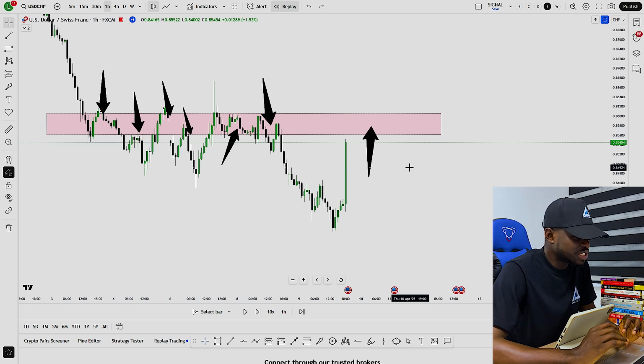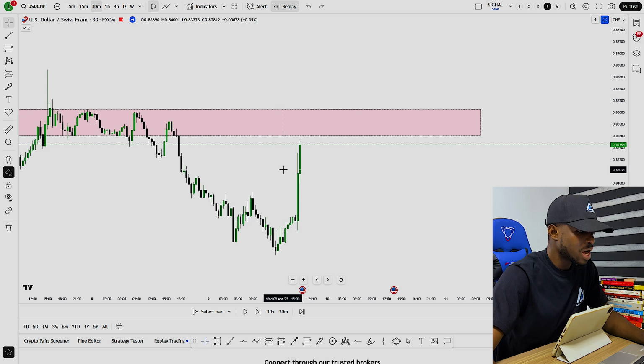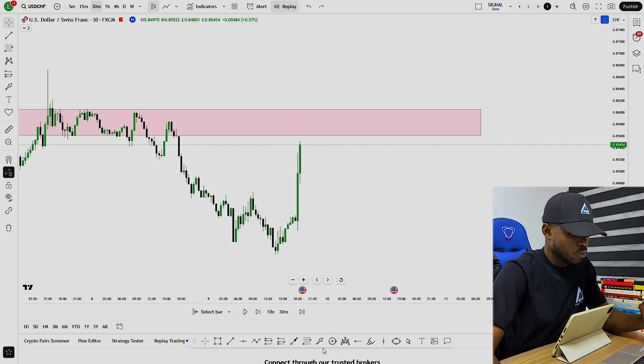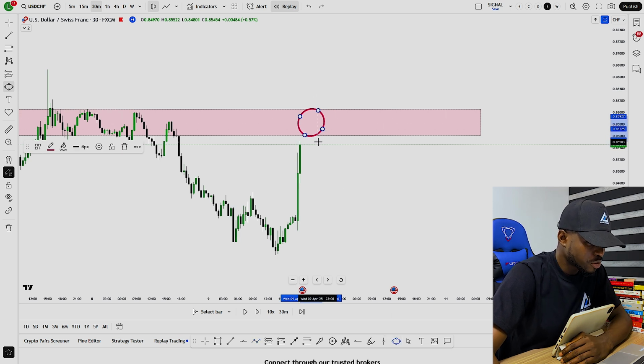Then after establishing this point of interest on the 1 hour time frame, we'll scale down to the 30-minute time frame for execution. On the 30-minute time frame, there are some rules you have to follow. When the price action is approaching the point of interest, you are not going to sell immediately at this point of interest.